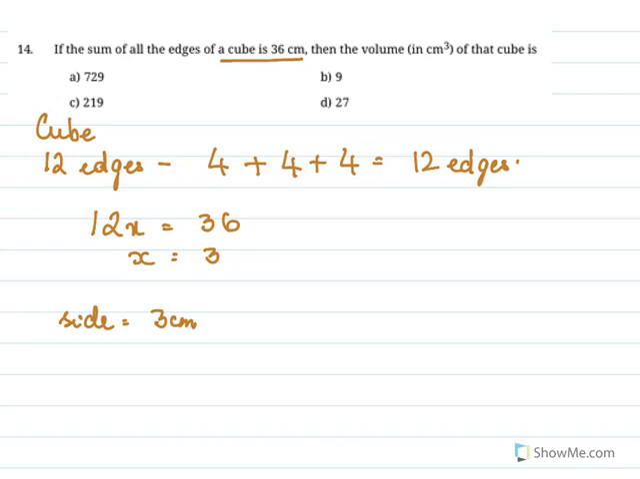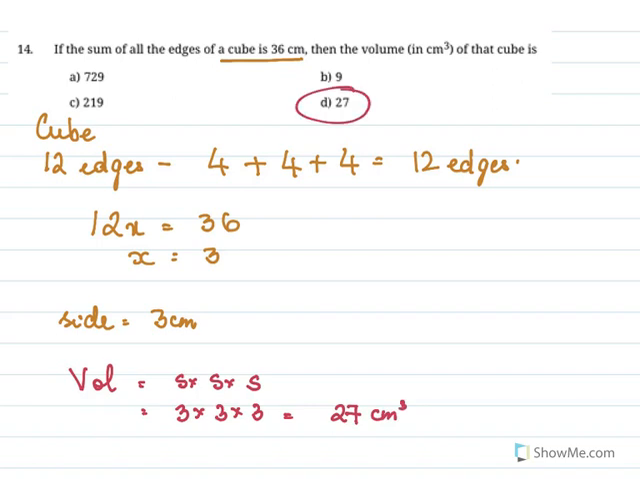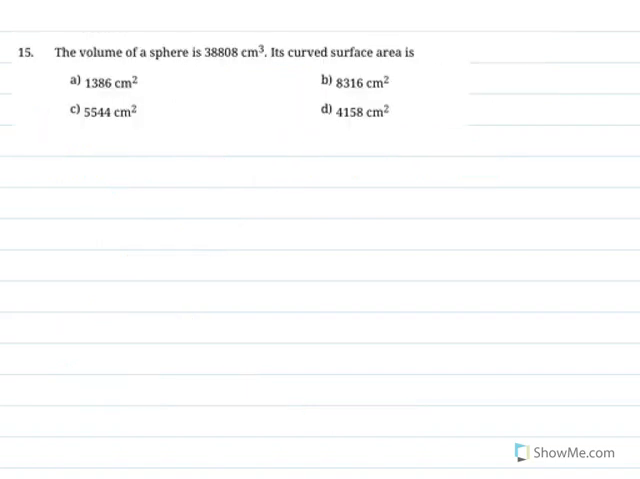We need to find its volume. So volume is side into side into side. That is 3 into 3 into 3, which is 27 centimeter cube. The right option is this.